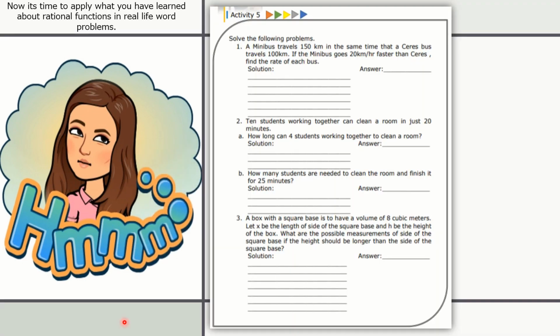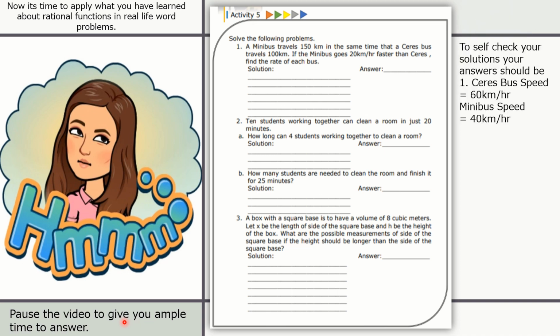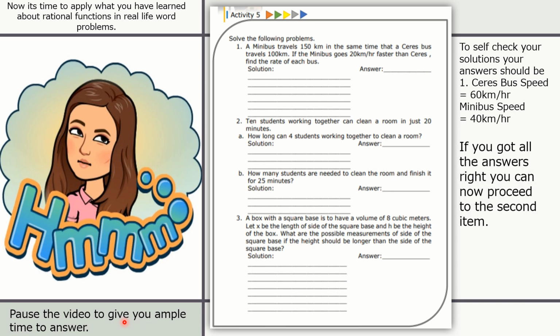Activity 5. Now it is time to apply what you have learned about rational functions in real-life word problems. Pause the video to give you ample time to answer. Self-check your solutions. Your answers should be: express bus speed equals 60 kilometers per hour, while minibus speed is 40 kilometers per hour. If you got all the answers right, you can now proceed to the second item.